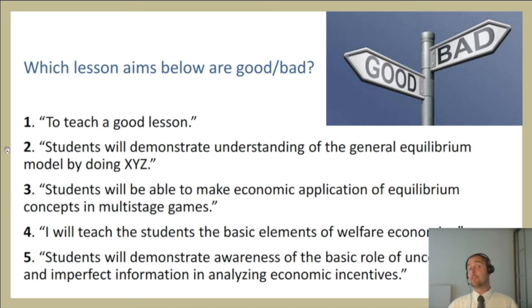So this is, of course, far better because it says what the students will do. It expresses the activity in terms of a verb, and there's a clear action, what students will do by the end of the lesson. Number 3, students will be able to make economic application of equilibrium concepts in multi-stage games. Sounds quite good to me, saying what students will be able to do and in what context.